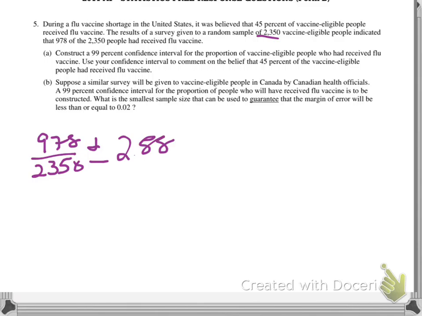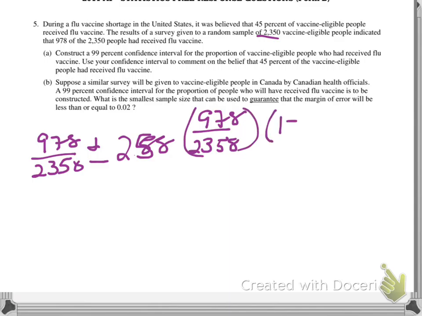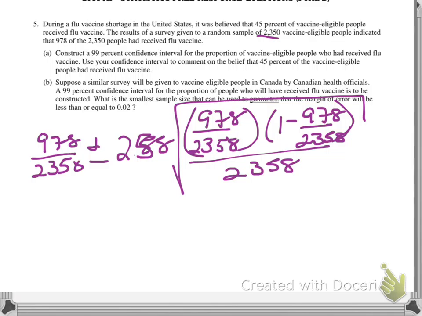2.58. Okay, so my proportion is going to be 978 divided by 2350, and then this is going to be 1 minus that. I'm being lazy. Sorry. Divided by 2350. And I take the square root of that.